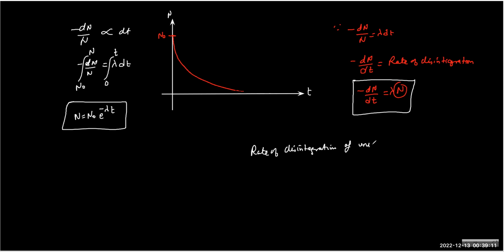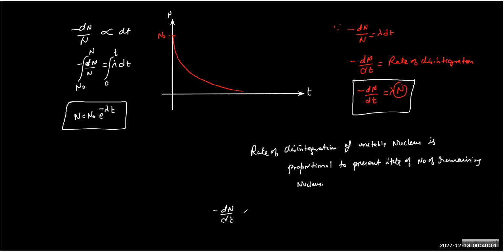So the rate of disintegration of unstable nuclei is proportional to the present state of the number of remaining nuclei. Correct? So dn by dt is lambda into n. That's logical.